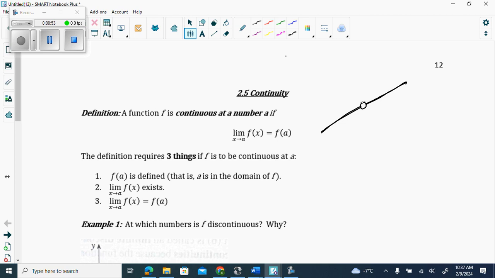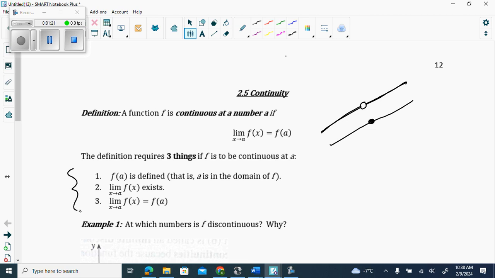No. So in order for it to be continuous, I need from the left and the right the same value, but what do I also need? In order for a graph to be continuous, left and right is the same, and then what? F of that value has to be the same. Yes? So you have to approach that value from the left, and then from the right, the same value. Yes? So that's why we have this.